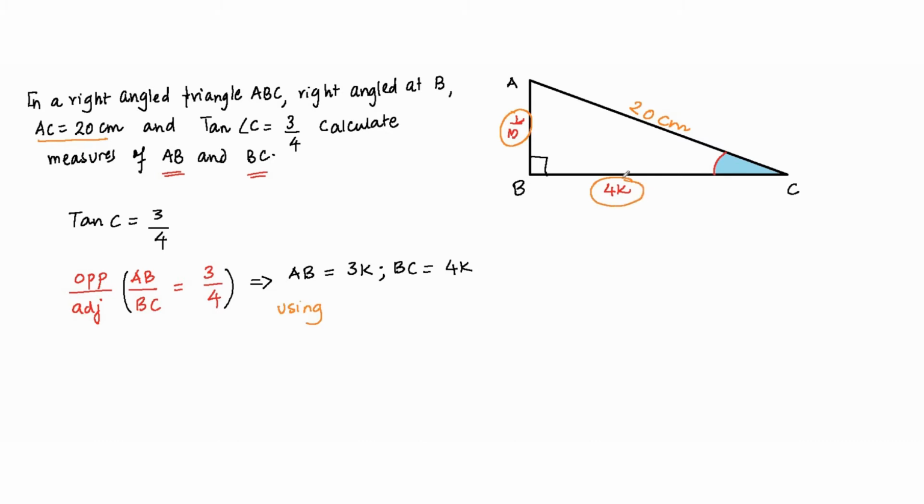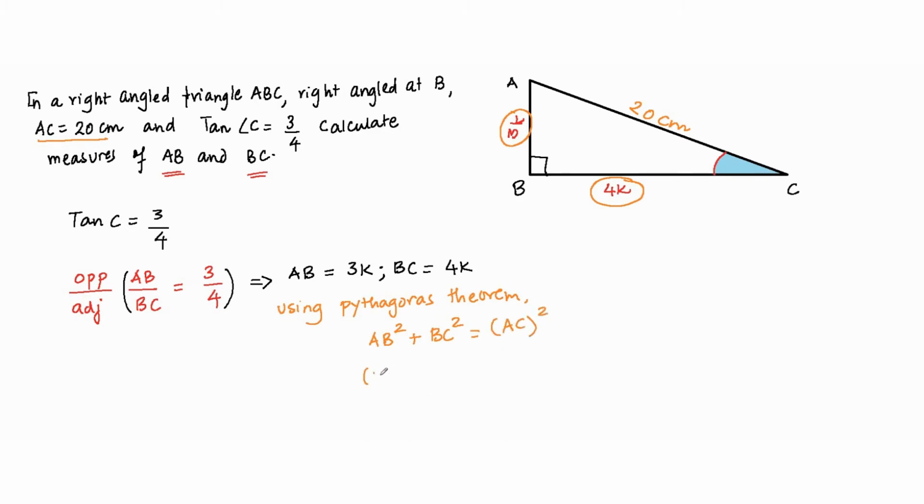If I want to find the measures of AB and BC, I should know the value of K. If I know the value of K, I will multiply that value of K by 3 and I will get AB. If I multiply that value of K by 4, I will get BC. So now my goal is to find the value of K. So using Pythagoras theorem, I can say that AB square plus BC square is going to be equal to AC the whole square.